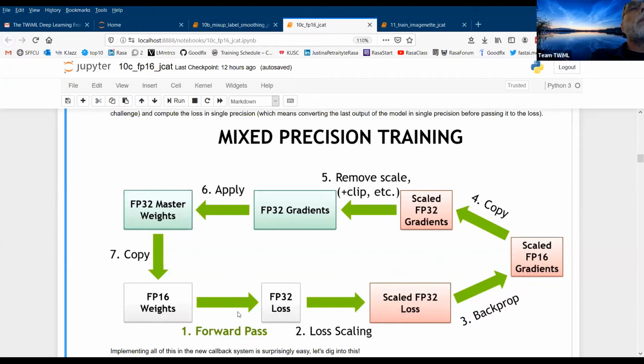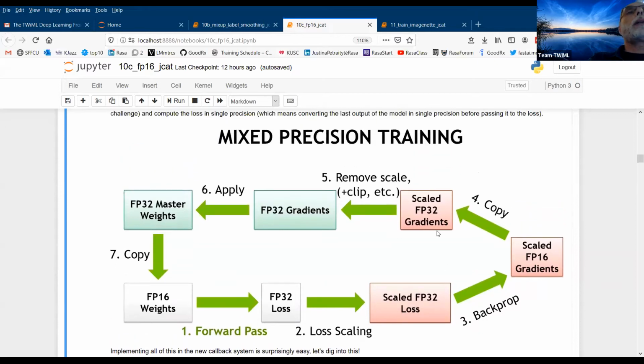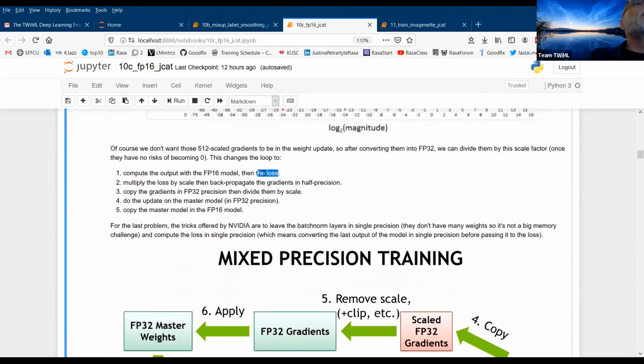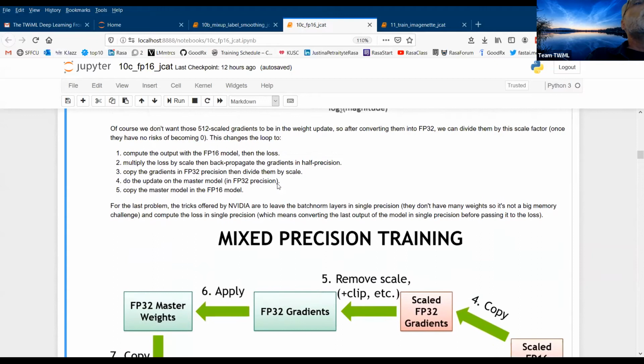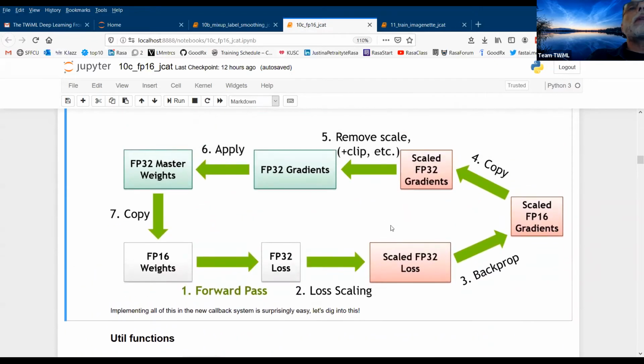Why are you using the loss function in full precision? And he doesn't say that. He doesn't say anything about the loss function being in full precision up here. So does anybody have any insight about that? That is basically this piece, the loss function being in full precision. That's the part that I'm a little confused about.